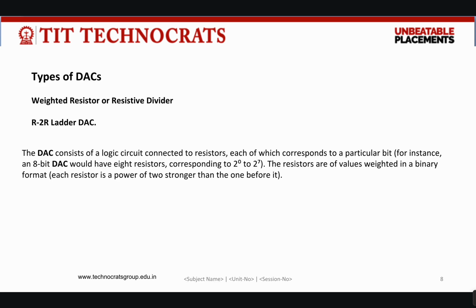Types of DACs. There are two basic types of digital to analog converters: the weighted resistor or resistive divider network, and the R-2R ladder D2A converter. The DAC consists of a logic circuit connected to resistors, each of which corresponds to a particular bit. For instance, an 8-bit DAC would have 8 resistors corresponding to 2 to the power 0 to 2 to the power 7. The resistors are of values weighted in a binary format. Each resistor is a power of 2 stronger than the one before it.